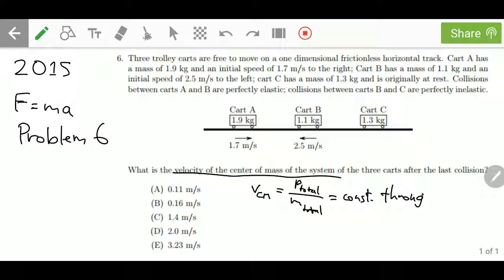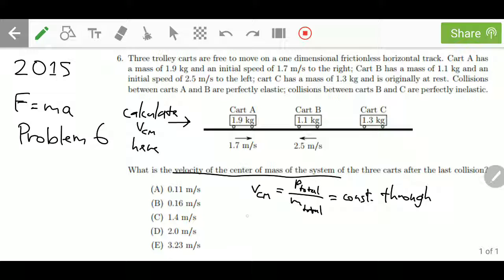And so when they tell us to calculate the velocity of the center of mass after the last collision, we can just calculate it before the first collision, which means we can just calculate VCM here, and it'll be exactly the same. And this kind of makes sense because these numbers, 1.9, 1.1, 1.3, 1.7, 2.5, seem very unwieldy, and so it seems relatively unlikely, just based on those numbers, that they would actually make you do very many collision calculations. And sure enough, we don't.